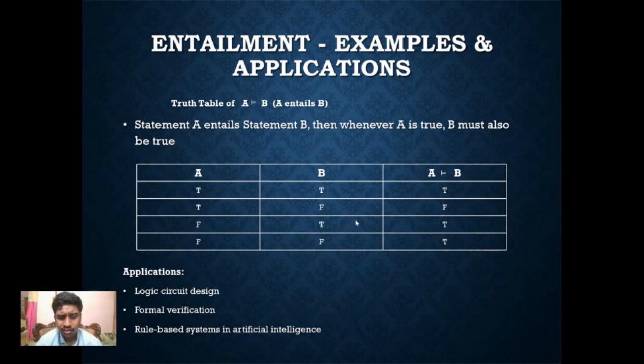This concept isn't just theoretical, it's very useful in areas like logic circuit design, formal verification, and especially in AI and rule based systems. For logic circuit design, we want certain outcomes to follow logically from inputs. For formal verification, it ensures that systems behave as intended. And for AI and rule based systems, rules depend on logical consistency and entailment to draw correct conclusions. So, entailment is really important in both theory and practice.